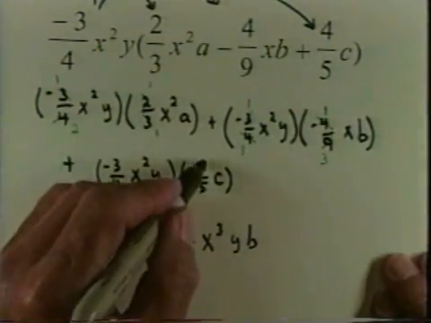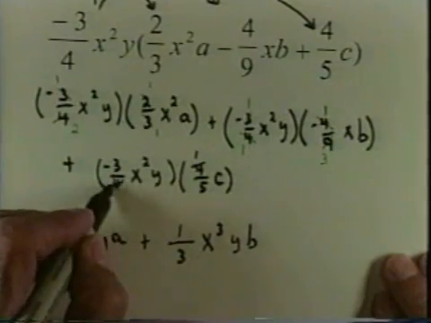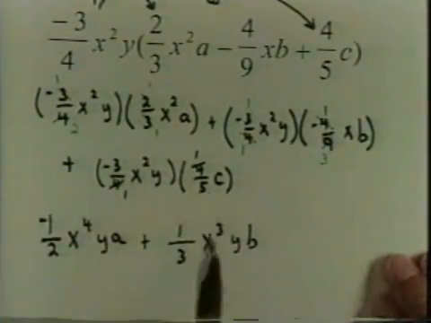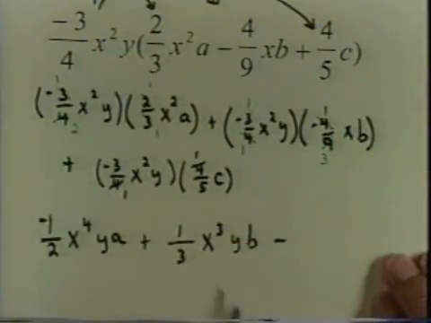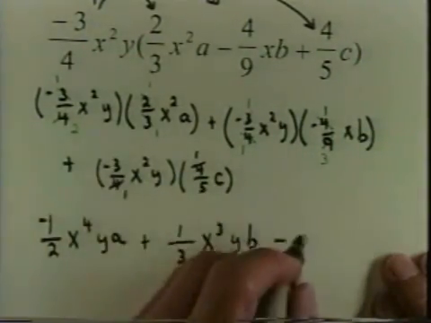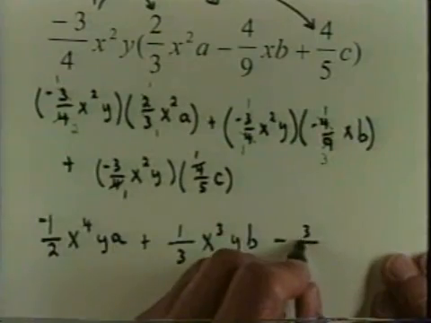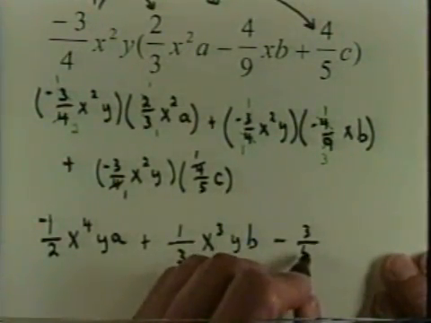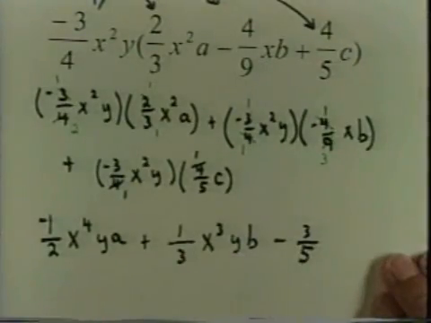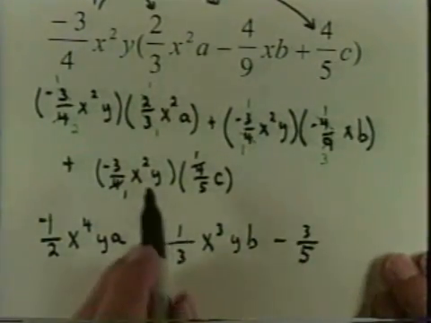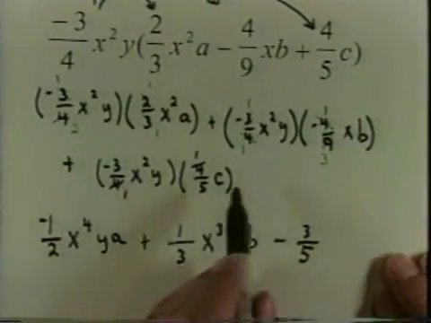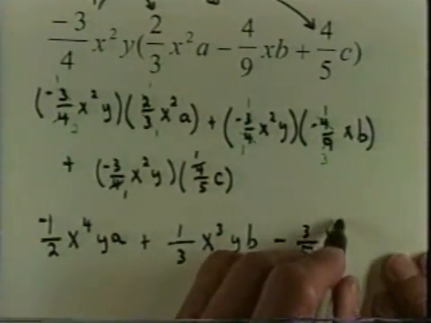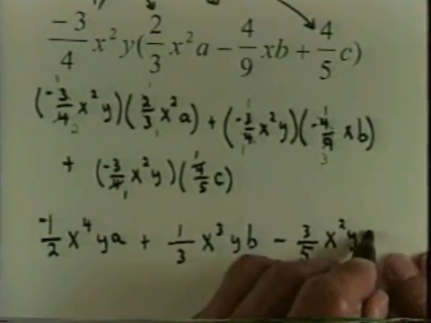On the last one I can reduce: 4 goes into 4, 1. 4 goes into 4, 1. A negative times a positive is negative. 3 times 1 is 3. 1 times 5 is 5. I have no bases that are the same, so I'll simply write it x squared y c.